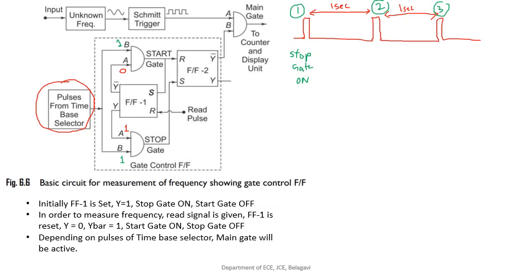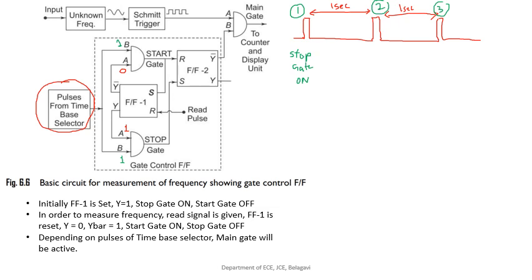Now if you can see, the output of the stop gate is 1 now. And that is given to your set input of flip-flop 2. This signal is given to the set input of your flip-flop 2. Now because set input of flip-flop 2 has become 1, what will happen? Your Y will become 1, and your Y bar will become 0.